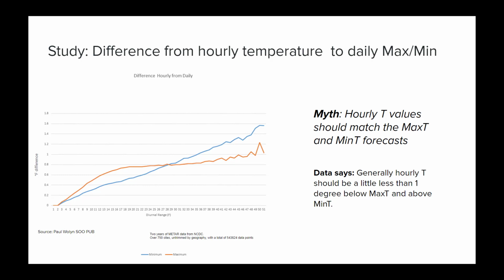This graph shows how many degrees above or below the top-of-the-hour temperature is from the max and min temperature. As you can see, when the diurnal range is small, the left side of the graph, the hourly temperature is very near the day's max and min temperatures, which makes intuitive sense. But as diurnal range increases, the hourly temperature should be on average a little less than 1 degree above the min temperature and below the max temperature.